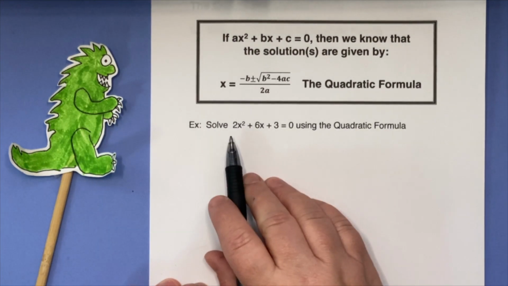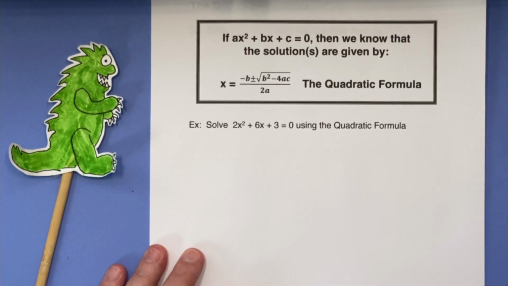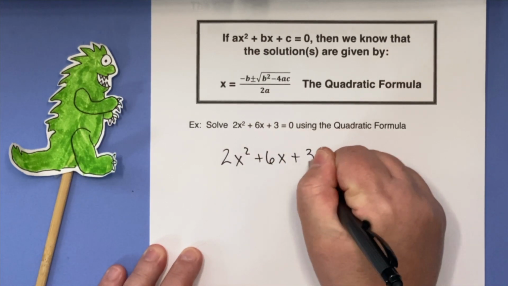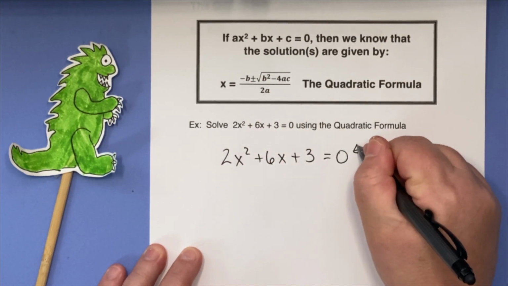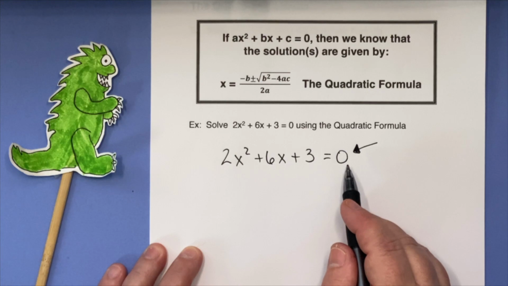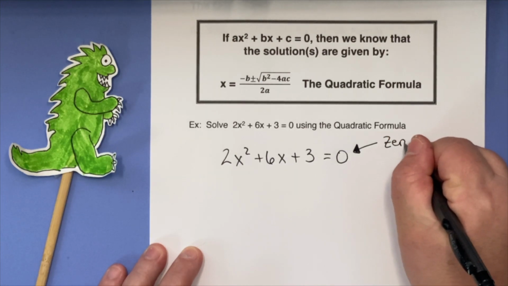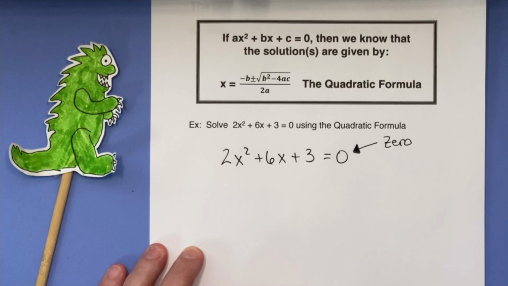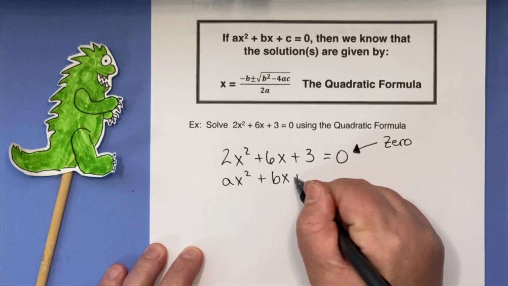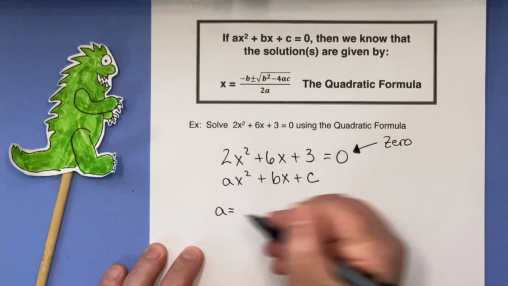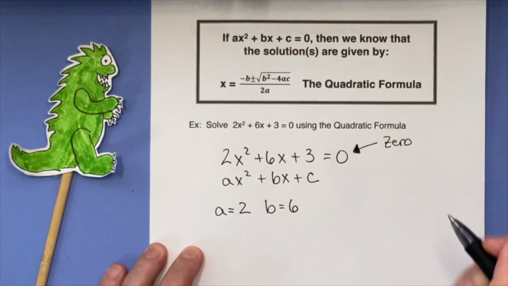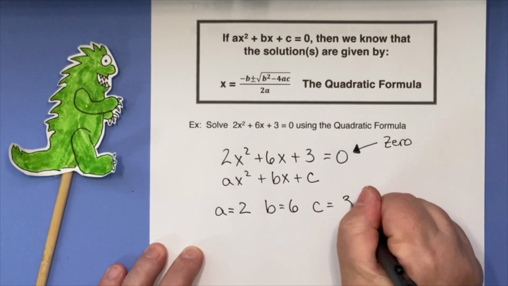So first off, we've got to have a quadratic equation right there. So we do 2x squared plus 6x plus 3 equals 0. The 0 is what's important, along with the x squared. We need an x squared and we need a 0. Once we have that, then we just have to line this up with ax squared plus bx plus c so that we can find out what a is. a is 2, b is 6, and c is 3.